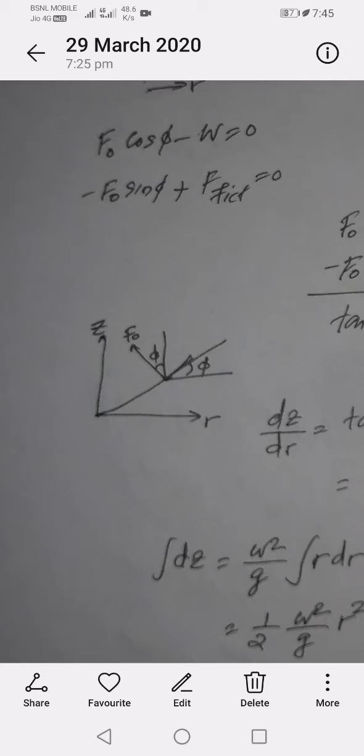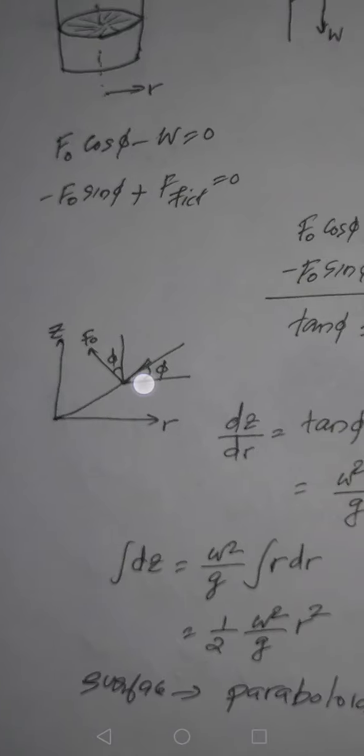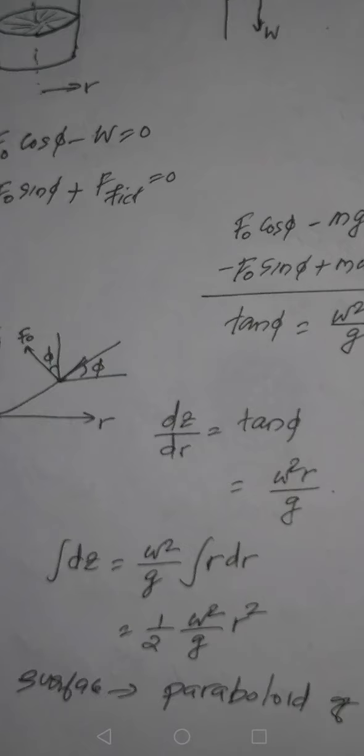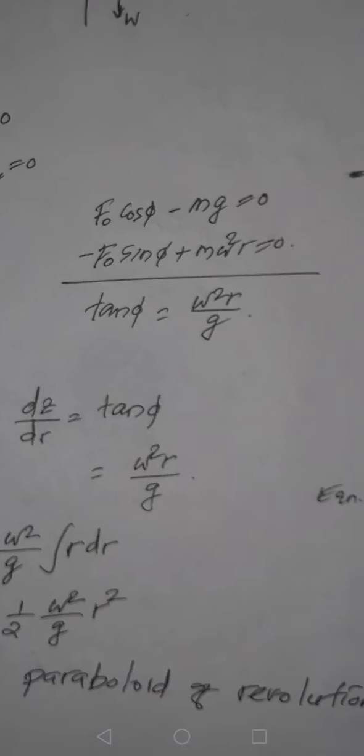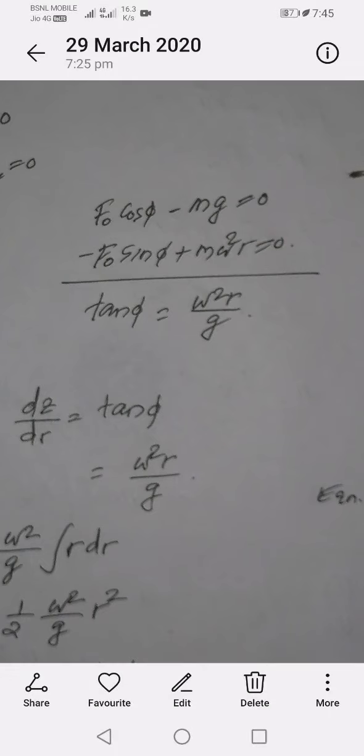So the slope dz by dr is equal to tan phi, that we have learned in first semester. So I have written here, dz by dr is equal to tan phi. But tan phi is omega square r by g. So dz by dr is equal to omega square r by g, that we got.